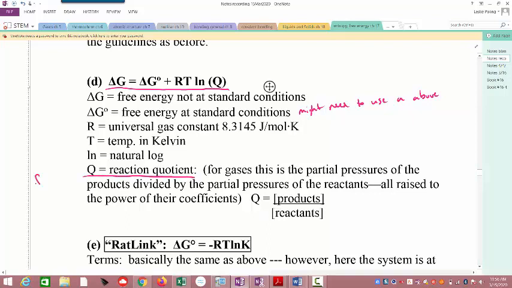Remember from our equilibrium unit, where we have the products over reactants. It's a little more involved than that, but to simplify it there. But those were using initial concentrations.